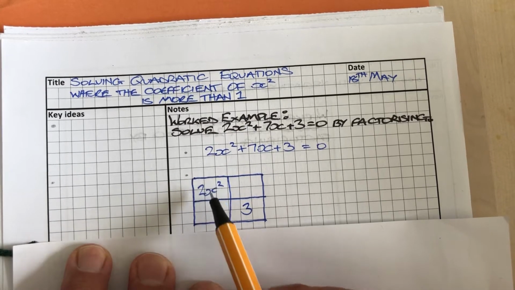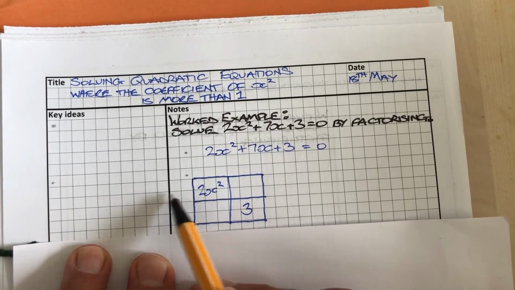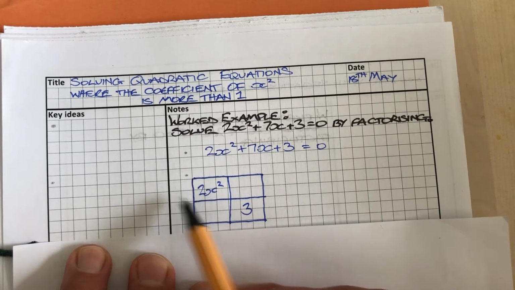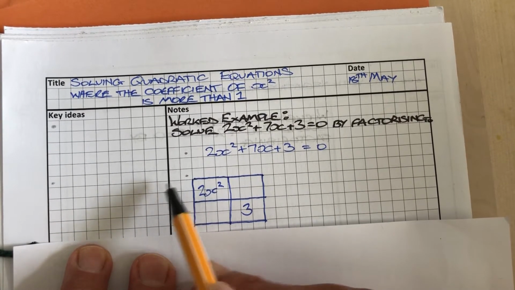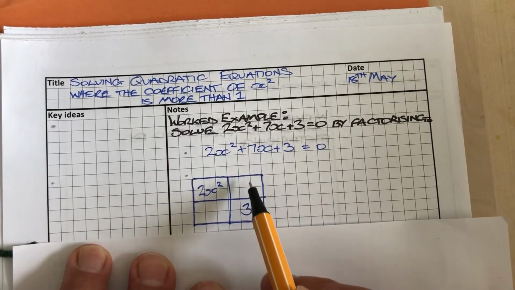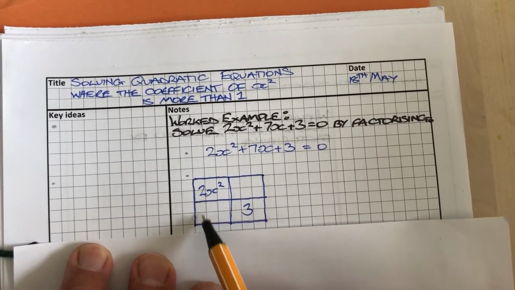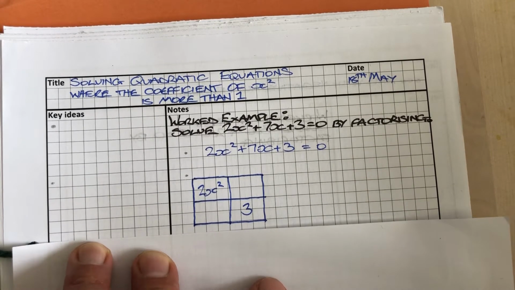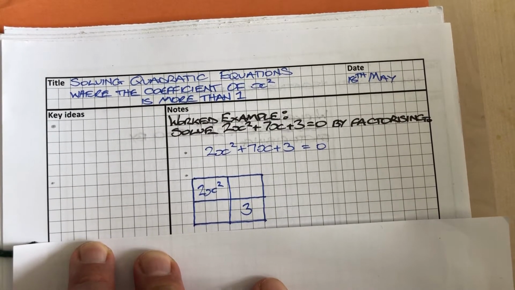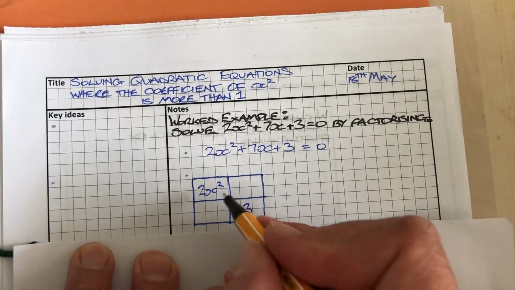This times this has to be 2x squared. So it's not x times x. We haven't got a 1 here and here, which means I'm going to have a number here that times by this number to make this number. Similarly here, these are then going to add up to make the middle number. It's a little bit more complicated. Let's see if we can make it as straightforward as possible.